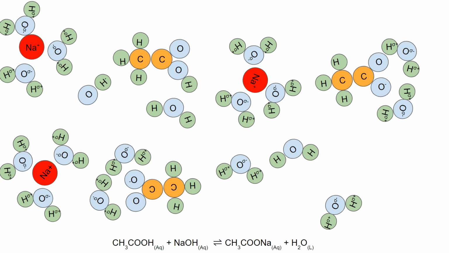Therefore, when aqueous ethanoic acid is added to aqueous sodium hydroxide, CH3COONa and H2O are formed.